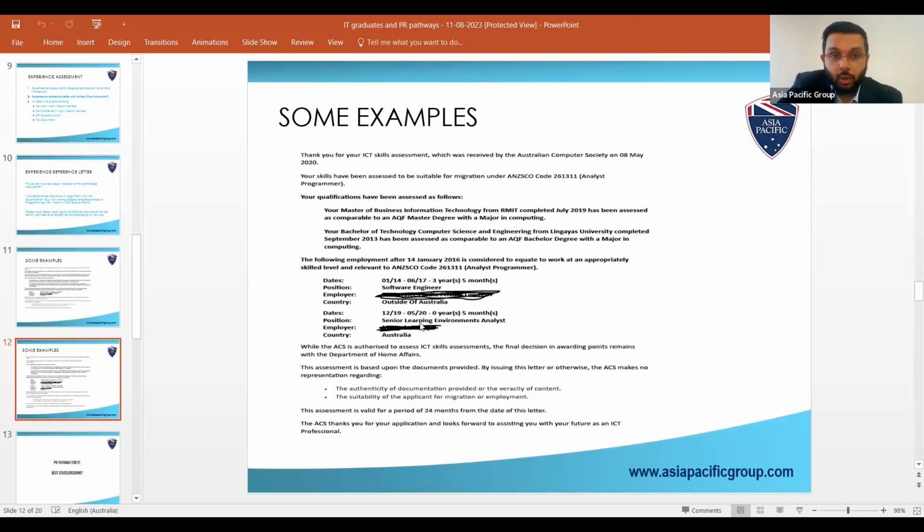But with that being said, Australian experience is also considered. Like this person is a senior learning environments analyst. By the way, I don't know what that means, but anyways, interesting job. December 2019 to May 2020, they worked for 5 months. They have accepted it. So even if you're using an overseas degree, again, a very common misconception is that if you have an overseas degree, you cannot use Australian experience. You can. So just to give you an example.